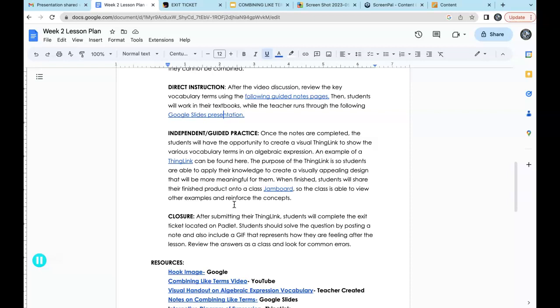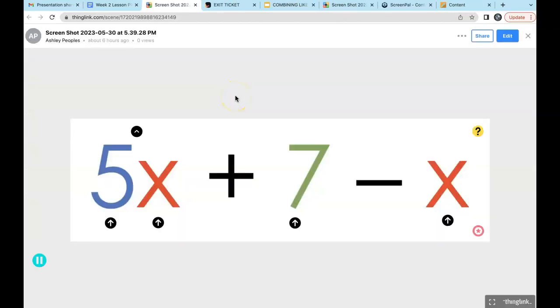So where I decided to incorporate some more visuals was on ThingLink. So the purpose for the students would be to create a ThingLink on an algebraic expression. And with this ThingLink, they would have freedom in how they wanted to set it up.